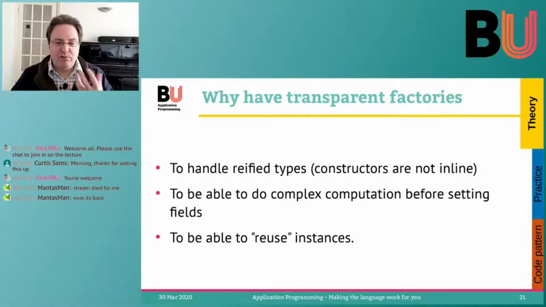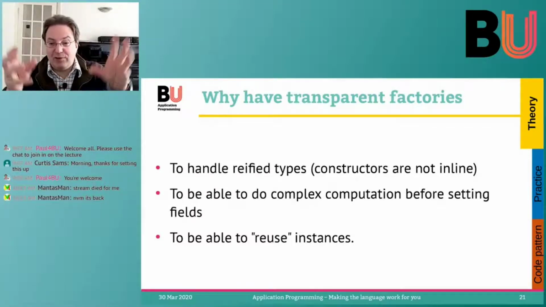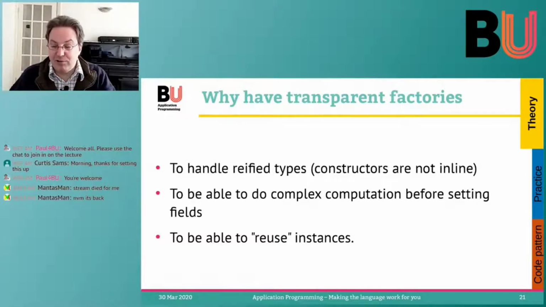So if you want to get these field values, you might want a way of creating an instance of that thing that does a calculation and then actually creates the thing, but does so transparently so that your users don't need to care. And that is what these transparent factories do.